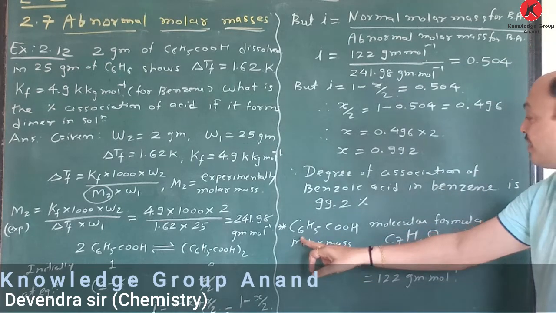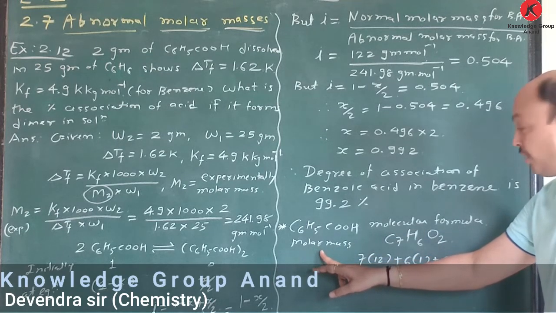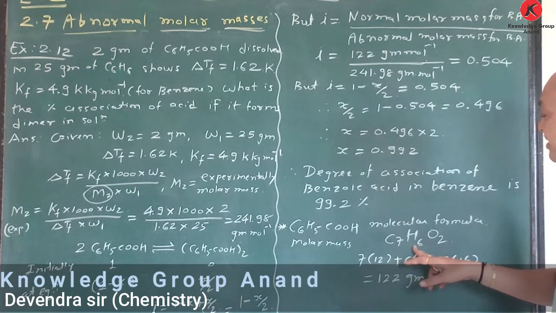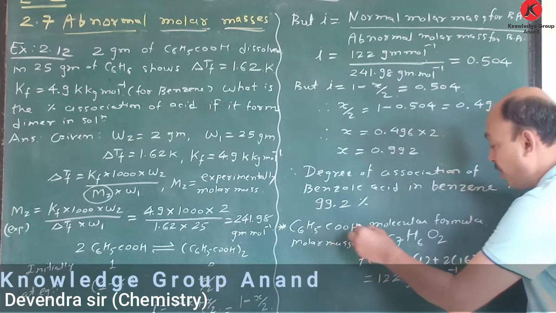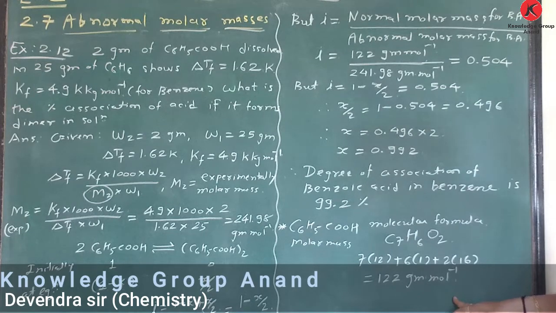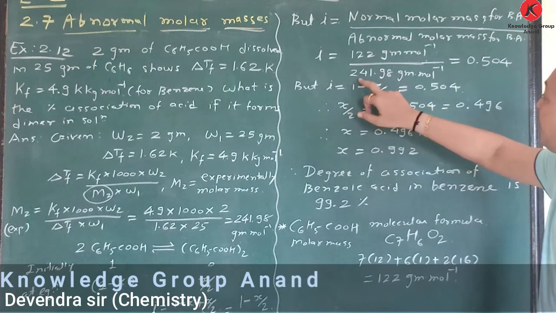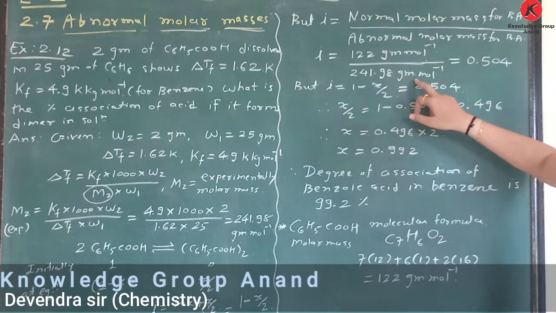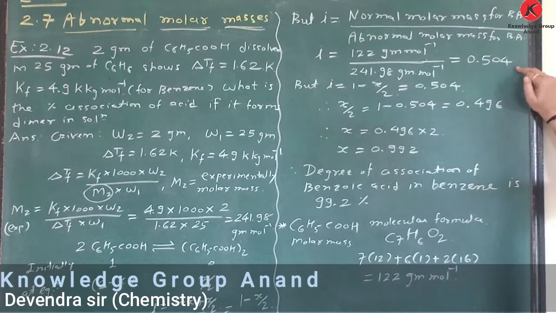Here I calculate: the molecular formula of C6H5COOH is C7H6O2. How many carbons are there? 6 plus 1, so 7, H6 and O2. So here we obtain 122 grams per mole, which is our actual value. So normal molecular mass 122 grams per mole divided by the experimental value of molar mass 241.98 grams per mole. So this value becomes 0.504. So i is equal to 0.504.